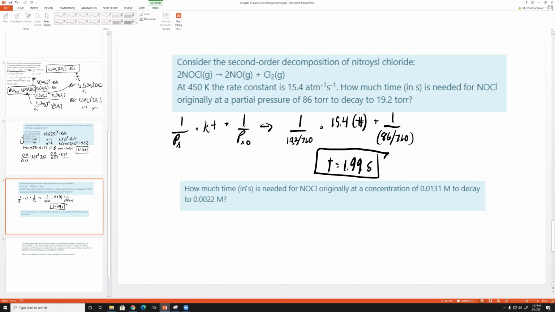Now, for the next part, how much time in seconds is needed for NaCl, originally at a concentration of 0.0131 to decay to 0.022? Same exact approach, but we have something different here. We have concentration, not pressure. So this rate constant is at 15.4 per ATM per second. This can't be used. The ATM has to be converted to molarity per second in order to have the same variables. Now we can do that.